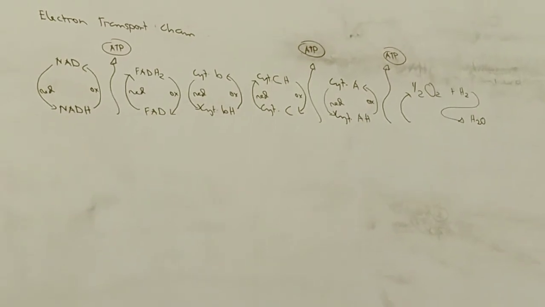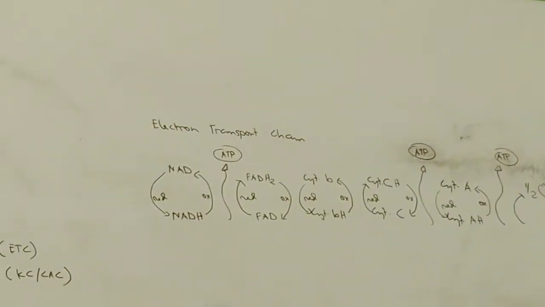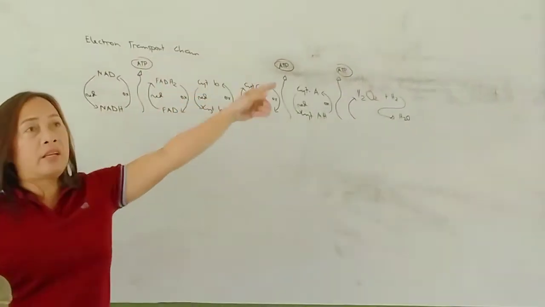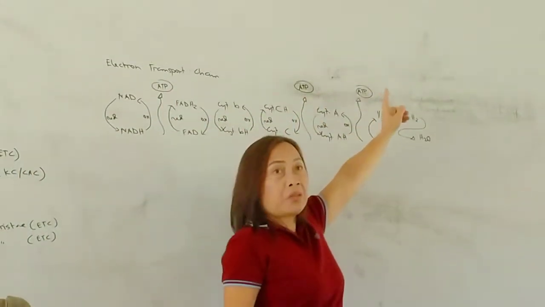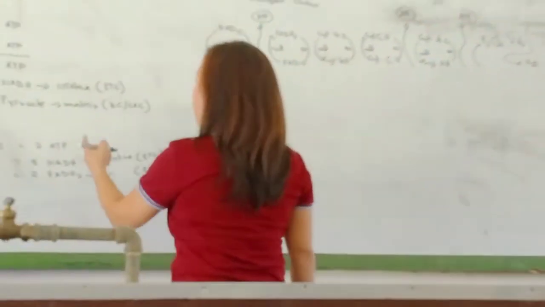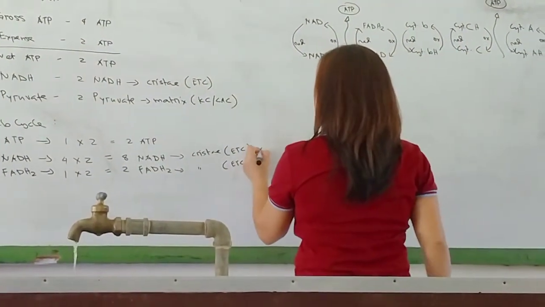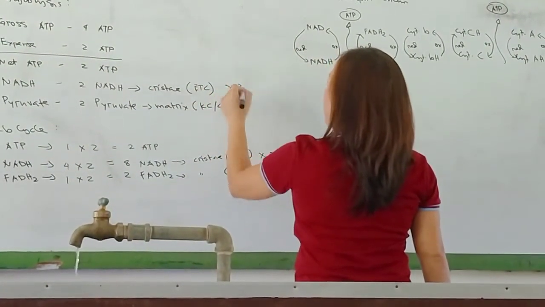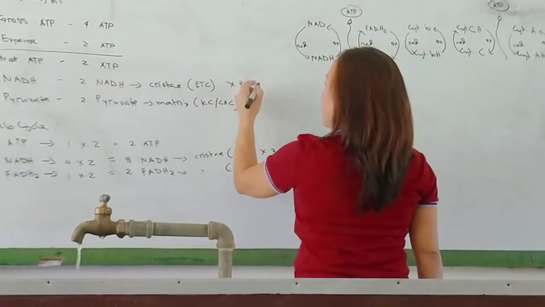So, my question. How many ATP molecules were generated out of one NADH that passes through the electron transfer chain? Okay, we will count. How many? 1, 2, 3. So for every NADH, that will be multiplied by how many? 1, 2, 3. Times 3. So how many is it now? 2 NADH times 3 is 6.